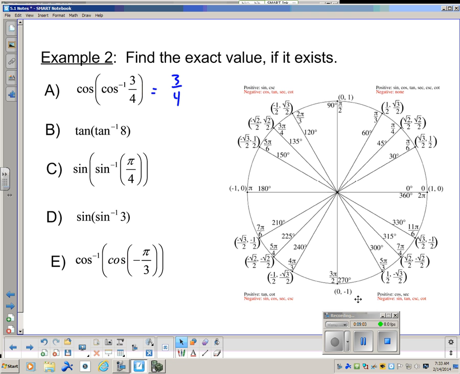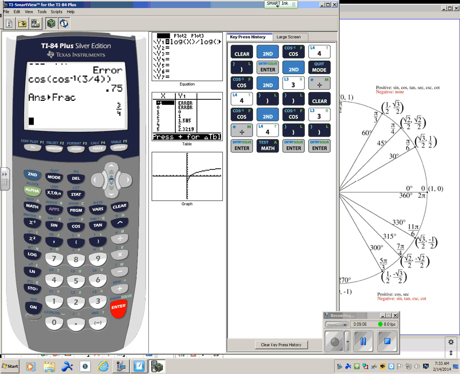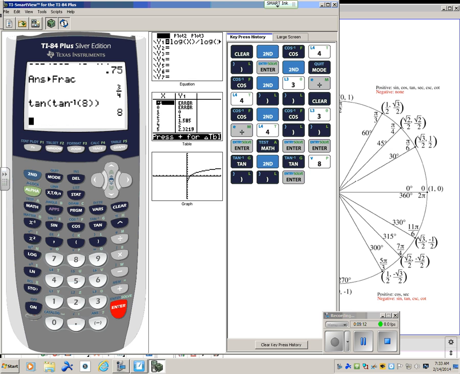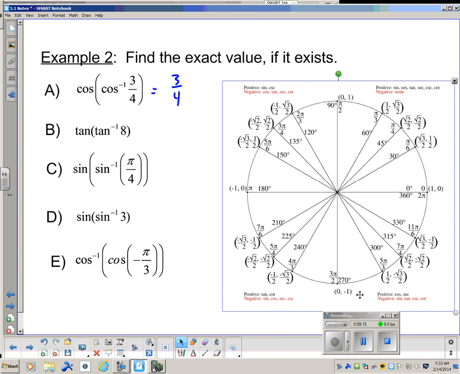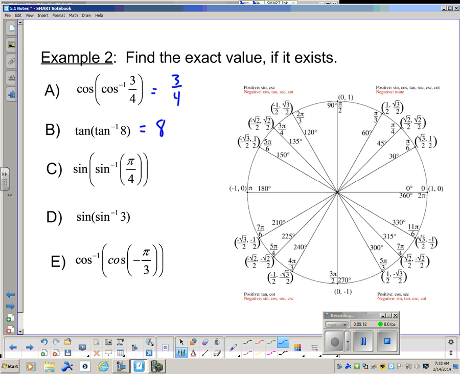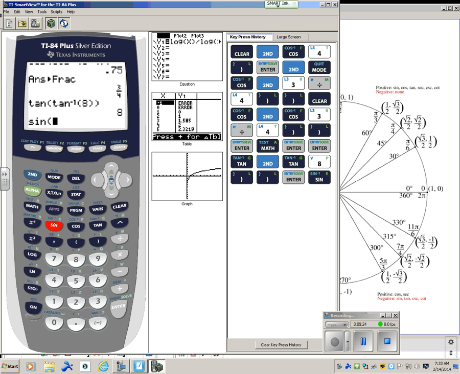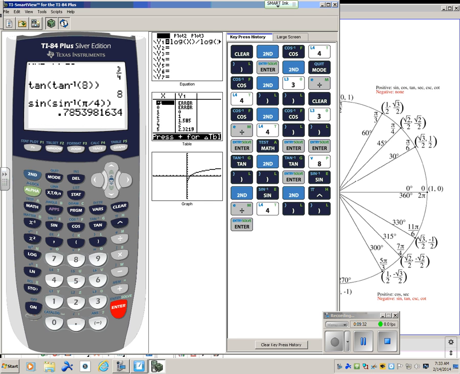We could do the same thing with the tangent of the inverse tangent. Tangent, inverse tangent of 8. We're going to get 8. And this one's a little tricky, but we can plug it in to see if it exists. The sine of the inverse sine of pi divided by 4. You can't hit math frac because it's in pi's, so you can check to see if it's pi over 4. I'm guessing it's pi over 4 here. And yep, those two values do indeed equal each other, so pi over 4.